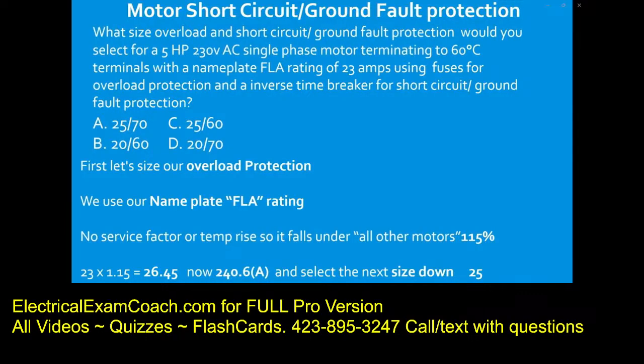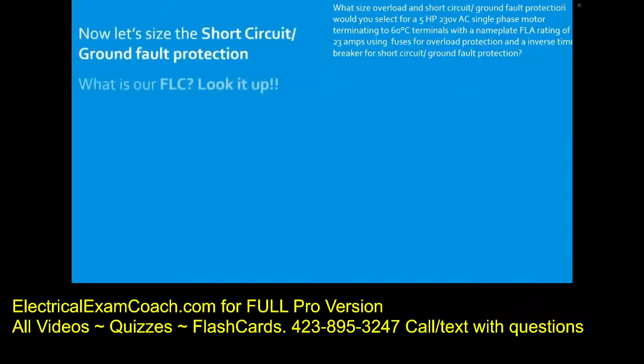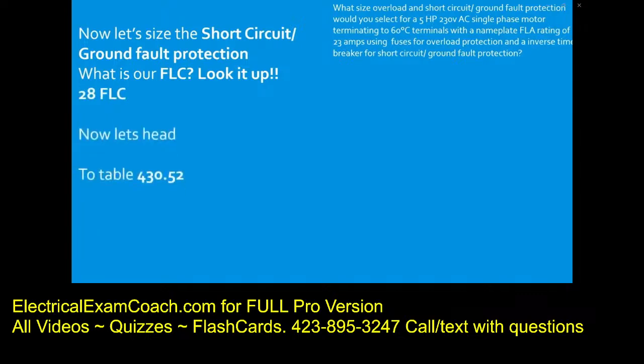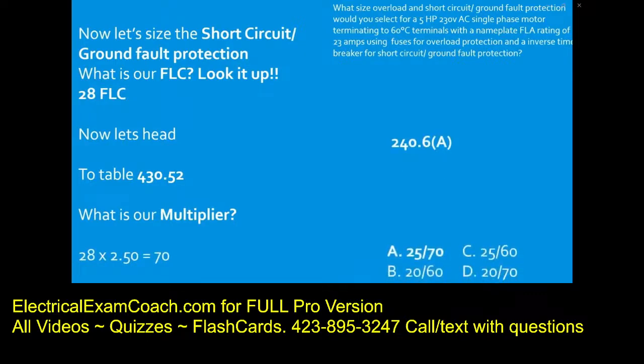Now let's size our short circuit ground fault protection. We're going to use our FLC. In this case, we have to look it up. We are dealing with a single phase motor, so we're going to go to 430.248. We find that our FLC is 28. Now let's head to table 430.52. We're going to select our multiplier. We take 28 multiplied by 2.50. That's going to give us 70. We head to 240.6a. We select the NEC size up, and it's going to give us a 25 amp overload on a 70 amp short circuit ground fault protection.